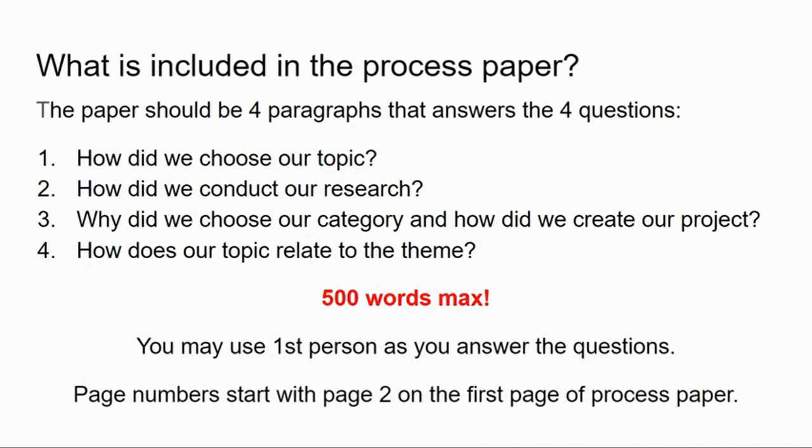Page 2 then, the page numbers for this start with page 2 on the first page of the process paper. And unlike the title sheet, which is blank on that back side, these are front to back. So as you type in the answers to these 4 paragraphs, they go from page 2, maybe to page 3. It goes front to back from here on out.